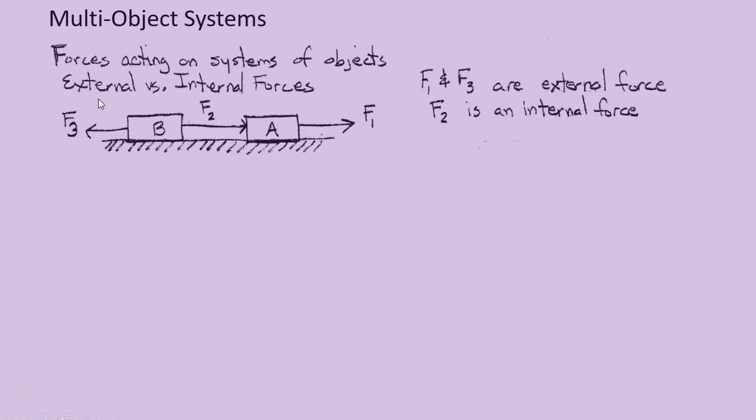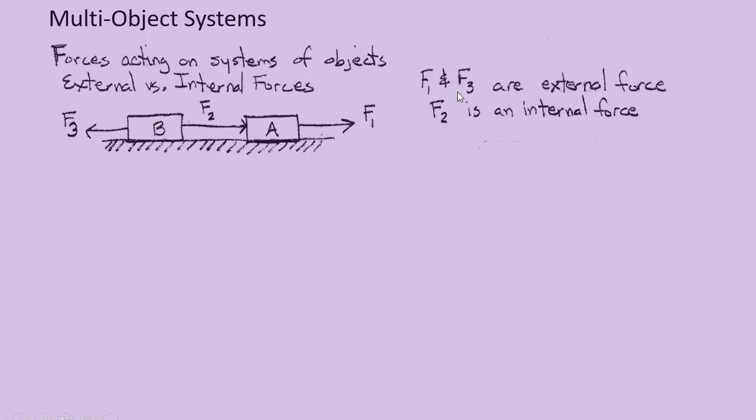First, we'll look at blocks A and B being pulled. They're connected by ropes. We have a tension force F1 pulling the system to the right. F3, that could be friction. It could be some other force like a tension force pulling to the left, but it's an opposing force to the motion of the blocks moving to the right.